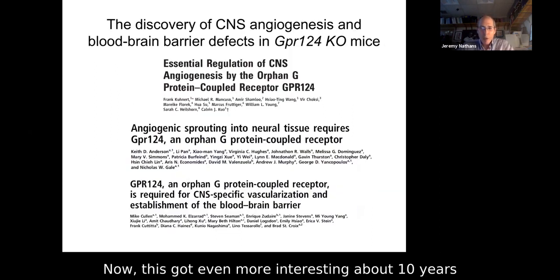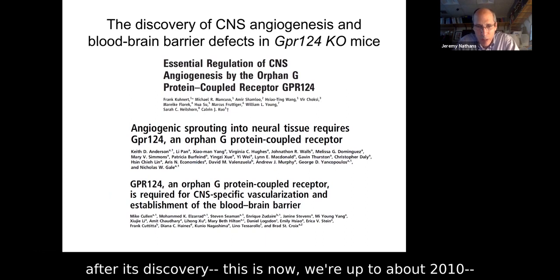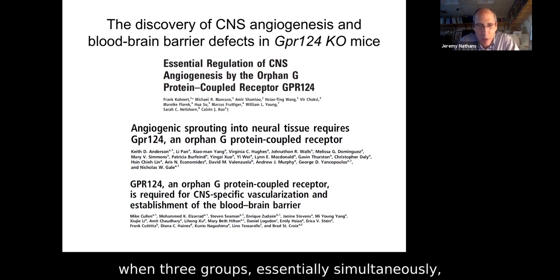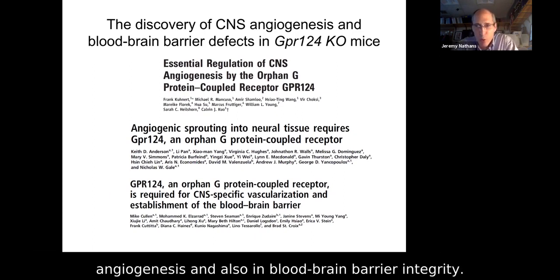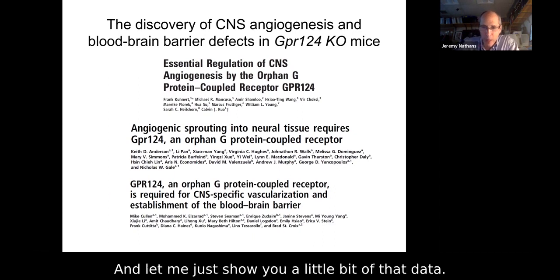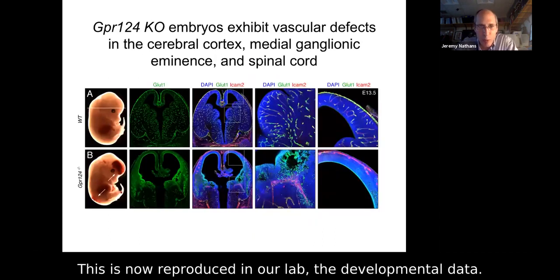Now, this got even more interesting about 10 years after its discovery. This is now we're up to about 2010, when three groups essentially simultaneously showed that knocking out GPR124 in mice led to a defect in CNS angiogenesis and also in blood-brain barrier integrity. And let me just show you a little bit of that data. This is now reproduced in our lab. This is the developmental data.